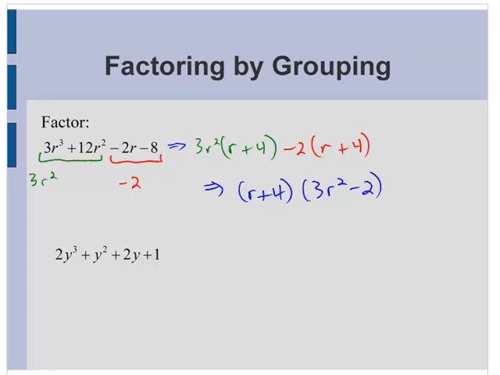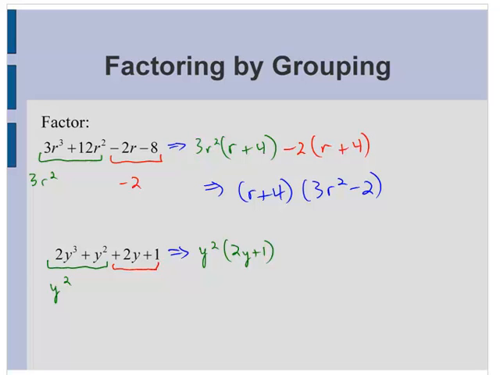Looking at the next example, and again, is there a common factor over the entire expression? There is not. So I look over the first two, and they have a common factor of y squared. So I would have y squared times something, y squared times 2y plus 1. Over the second pair, it doesn't look like I can factor out anything there.